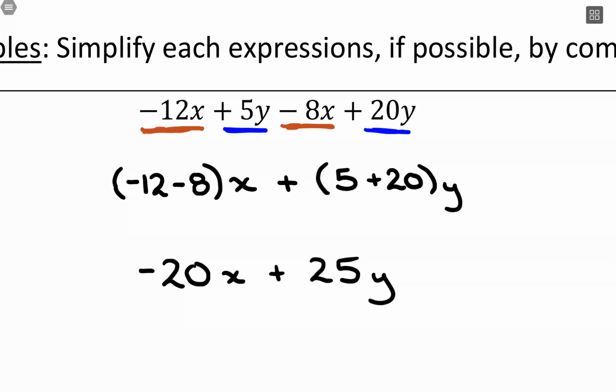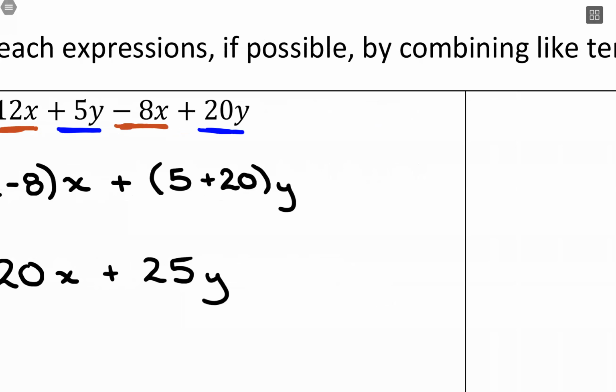And that would be completely simplified. We can't combine these because they're different variables, so it's like we have apples and oranges. No matter how we made a sentence with them, it's like we have negative 20 oranges plus 25 apples. We can't combine those together.